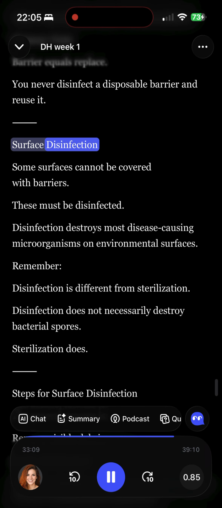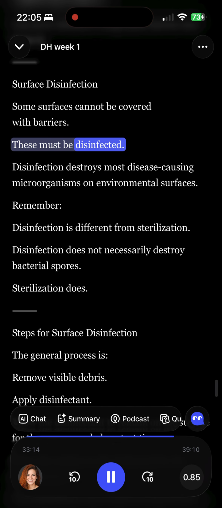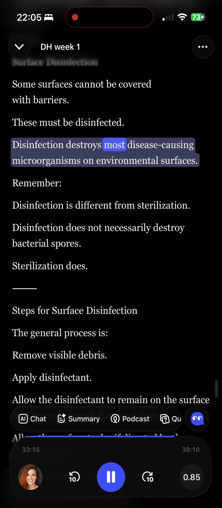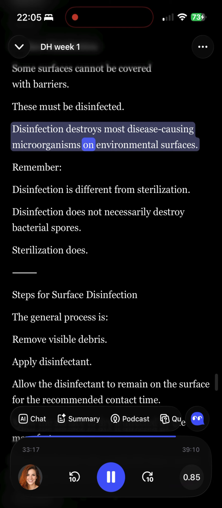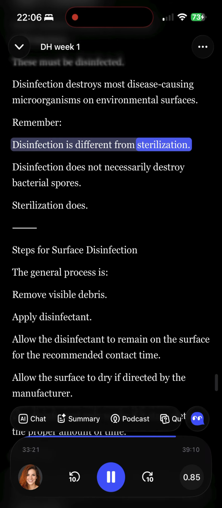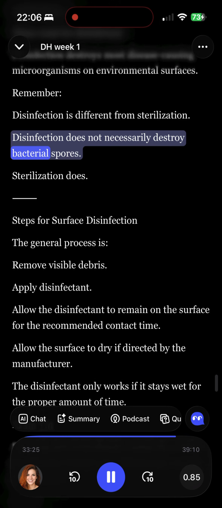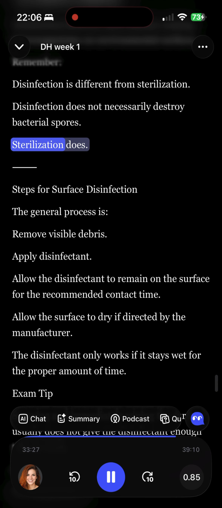Surface disinfection. Some surfaces cannot be covered with barriers. These must be disinfected. Disinfection destroys most disease-causing microorganisms on environmental surfaces. Remember, disinfection is different from sterilization. Disinfection does not necessarily destroy bacterial spores. Sterilization does.